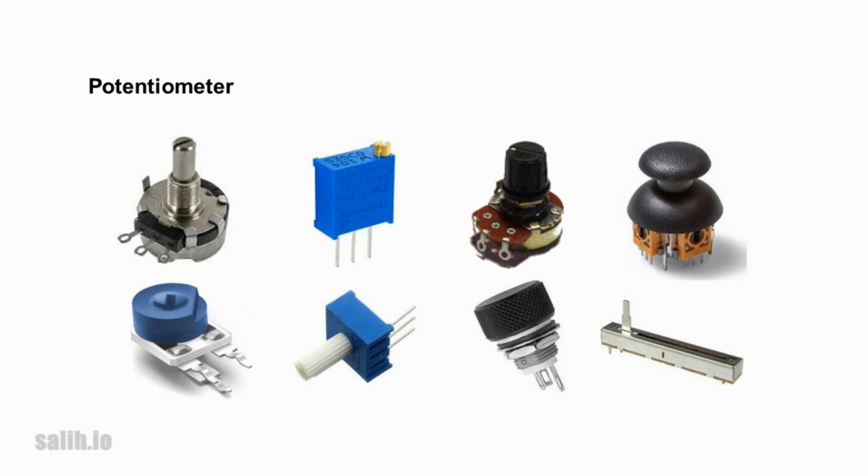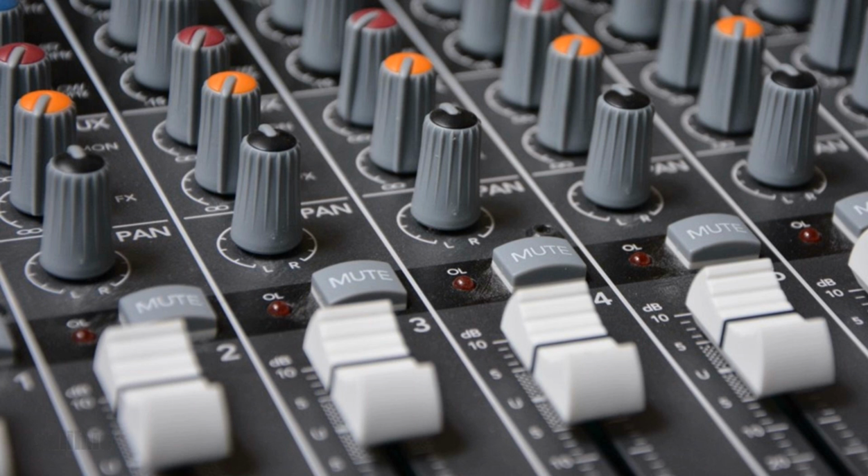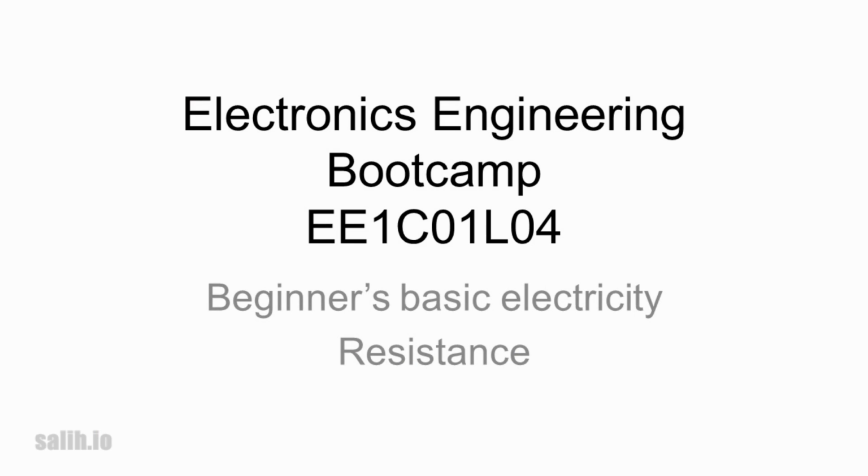Potentiometers come in a variety of shapes and sizes, and are used to adjust signal levels in many familiar devices, most commonly the volume controls in audio equipment. This concludes the video lecture on resistance.